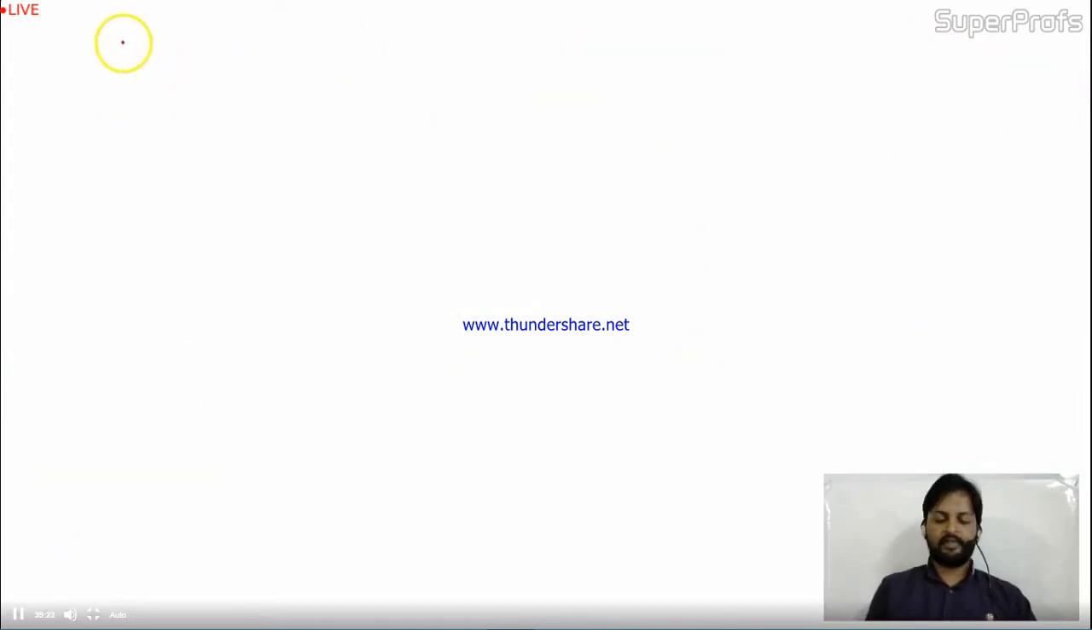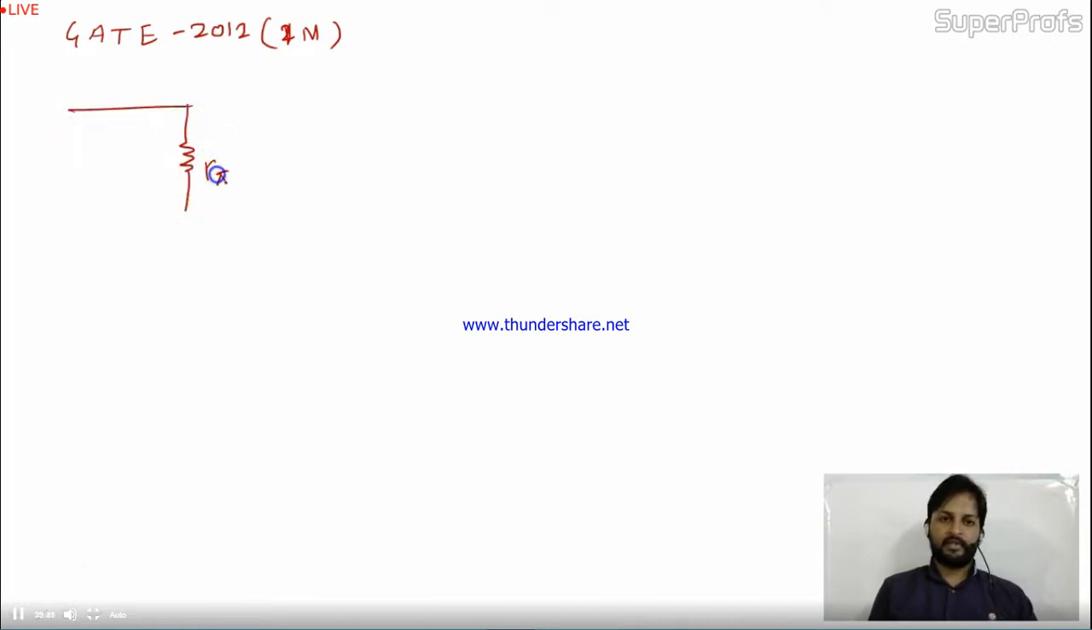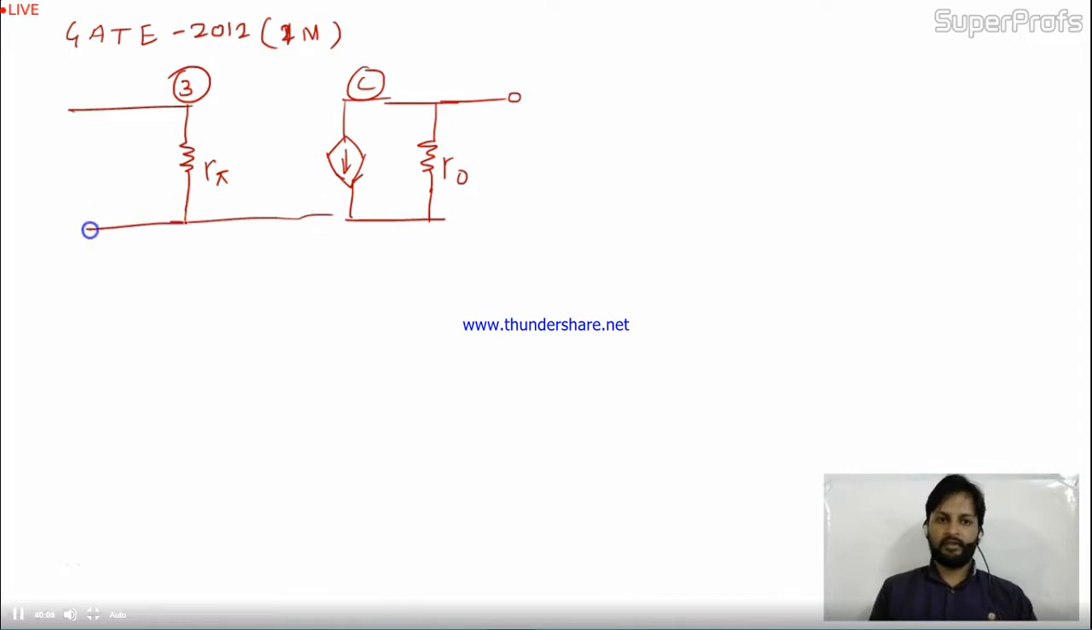It's also a very interesting problem, and this is GATE 2012, a 1 mark problem. The problem is that the equivalent circuit of a transistor is drawn. This is R pi, we have seen, right? This is collector, this is base, and into the collector R0 is also connected with this current source, like this.